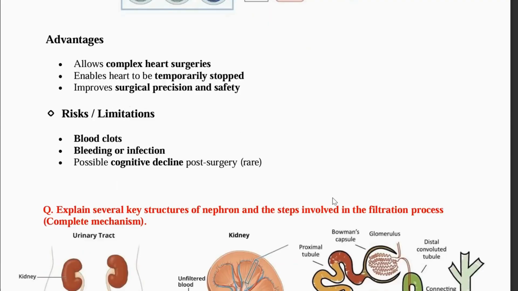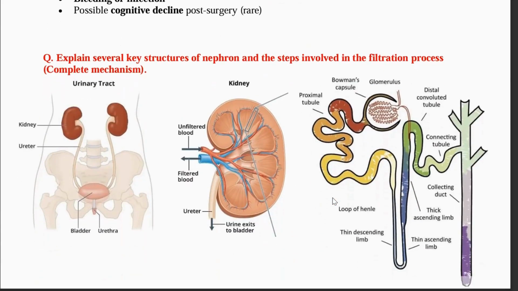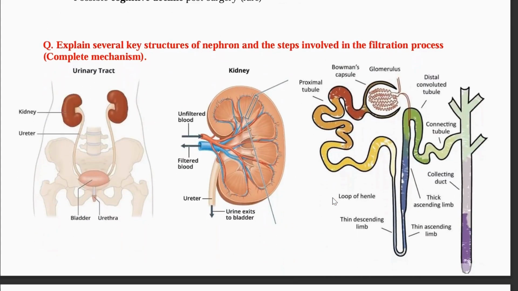Explain the key structure of the nephron and the steps involved in filtration. It's a very important topic. You have to know the complete mechanism. So this is our body, where we have two kidneys, the ureter, the urinary bladder, and the urethra. In each kidney, unfiltered blood enters and filtered blood comes out. Through the ureter, urine exits to the bladder.